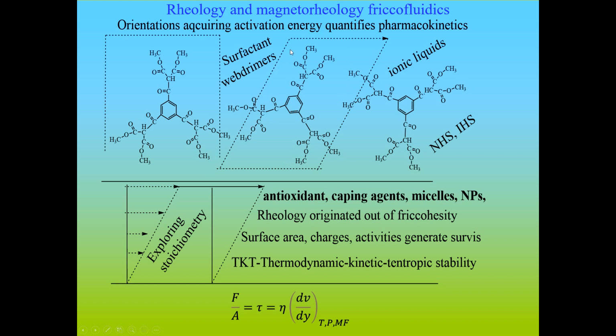And this velocity gradient creates a little bit of twisting in the molecular activities. So this twisting is rheology. And now we can also study magnetorheological fluidics.